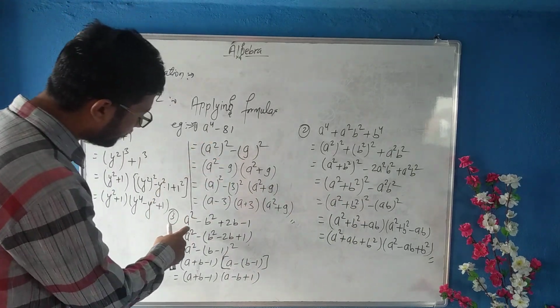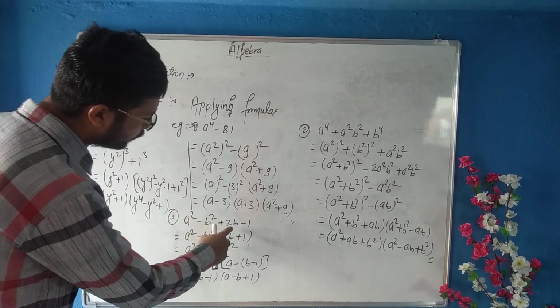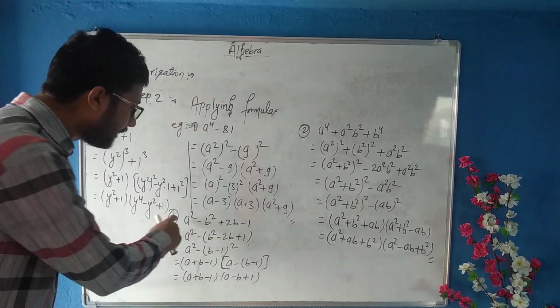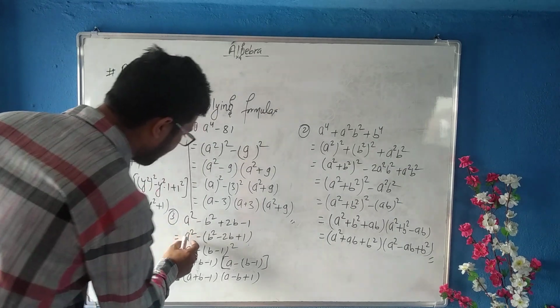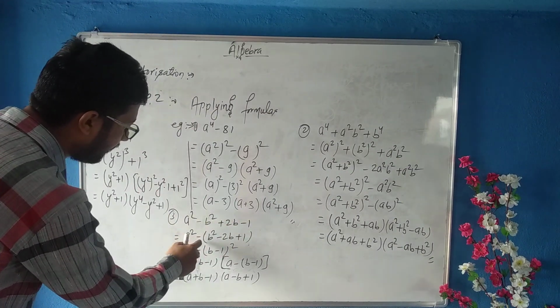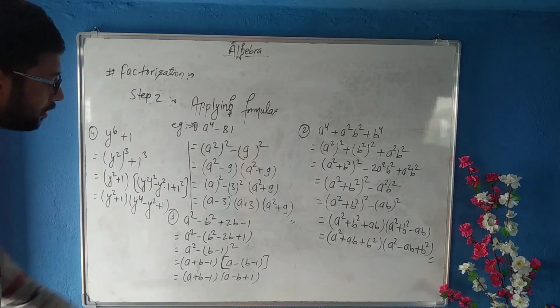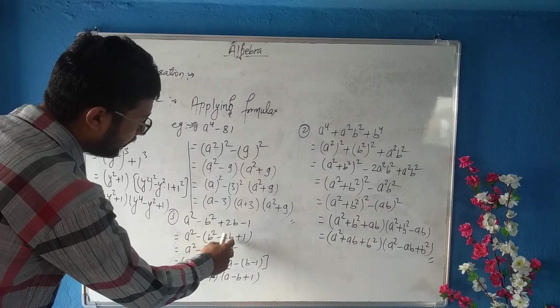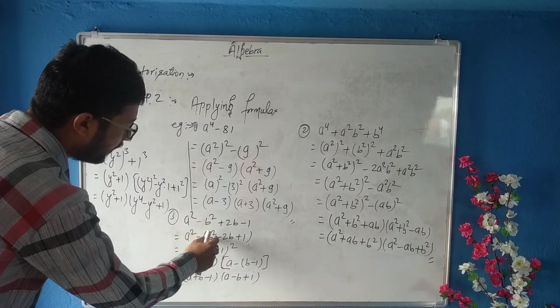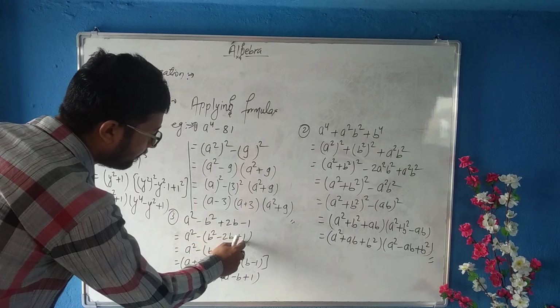Now let's see the next example, example number 3. A square minus b square plus 2b minus 1. So here there is no common. It means we should apply the formula. Now this remains the same. What is common between all three? Minus. So minus we have taken common. Now this is in the form of b square minus 2b plus 1. Means this is in the form of a square minus 2ab plus b square.